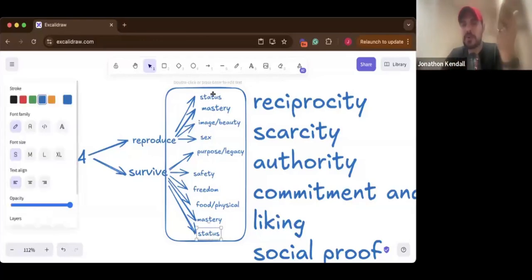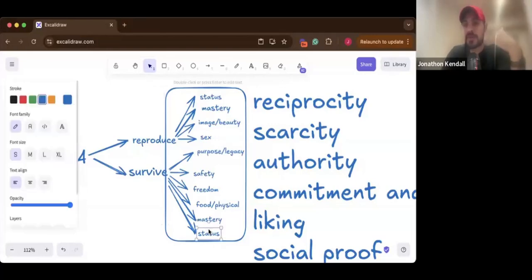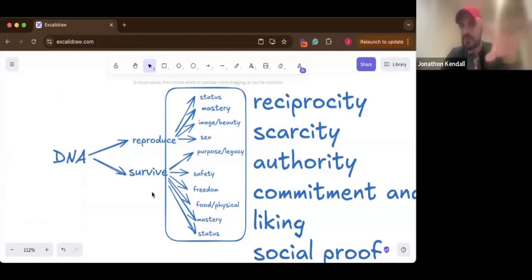So status is both for reproduction, but it's also on the opposite extreme. The reason why we're scared to do things that we're not very good at yet, and the reason why we procrastinate and all that kind of stuff, is actually because we're trying to protect our status so that we can survive. So are you guys following this?